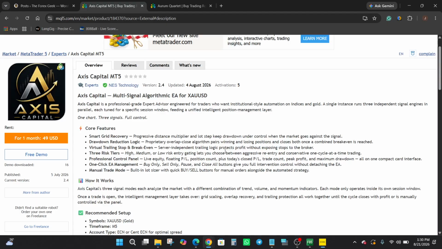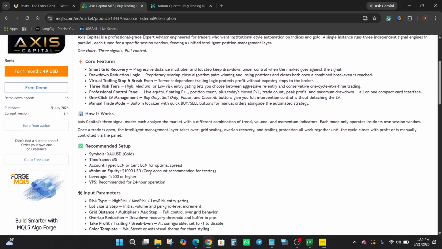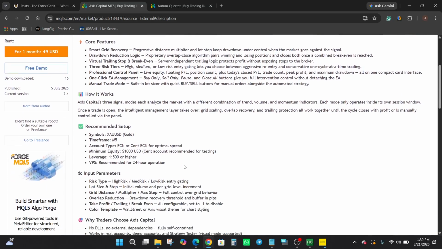Moving into how the strategy works, the developer says the 3 signal modes use different combinations of trend, volume, and momentum indicators. Each mode operates within its own session window, and once a position is open, the management layer handles grid, scaling, overlap recovery, and trailing protection until the trading cycle closes or is manually controlled.